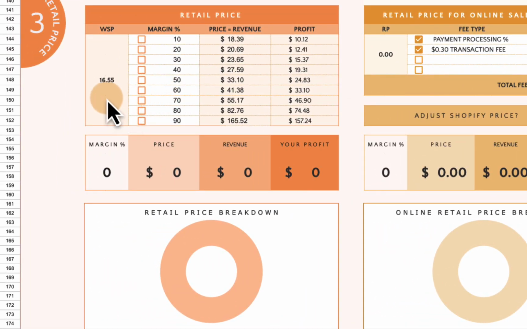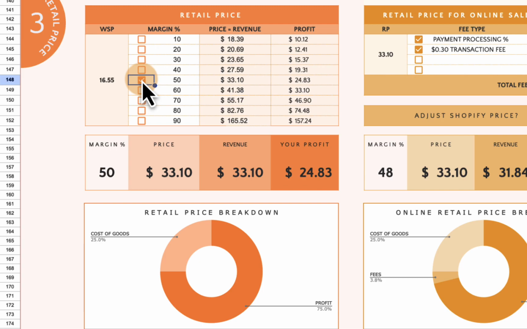In this table you have your wholesale price, profit margins, just like the previous step, revenue and profit amounts. We need to put another profit margin on top of our wholesale price. This decision is up to you, but 50% is a golden standard you should aim for. With 50% margin, your price is now $33 and your profit is $24.83.